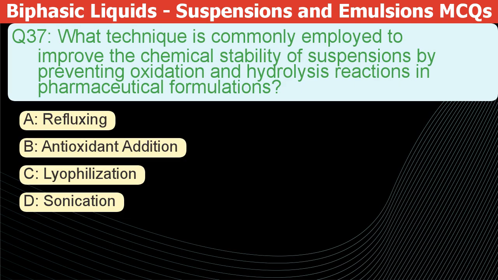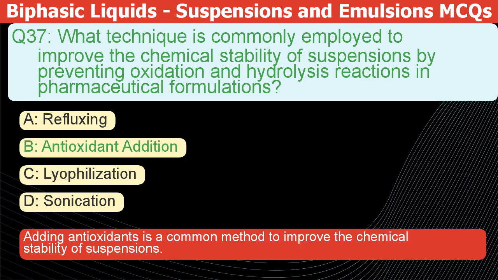What technique is commonly employed to improve the chemical stability of suspensions by preventing oxidation and hydrolysis reactions in pharmaceutical formulations? A. Refluxing. B. Antioxidant addition. C. Lyophilization. D. Sonication. The correct answer is B. Adding antioxidants is a common method to improve the chemical stability of suspensions.